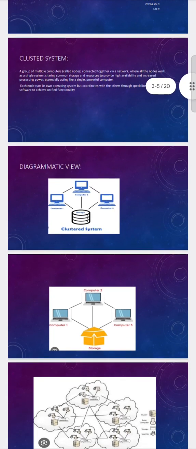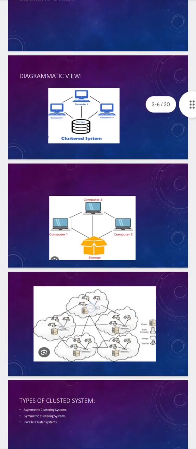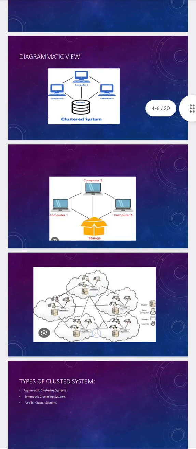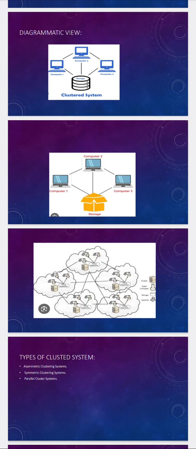The diagrammatic view of the clustered system. I have explained three diagrammatic views. The first view explains the simple structure of the clustered system, the second one is also simple, and the third one explains the group of computers combined as a network. This is a real-time example of a clustered system.